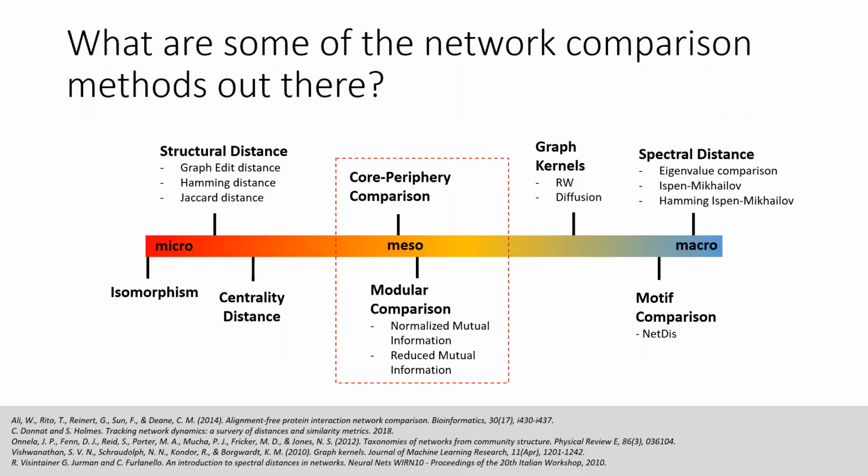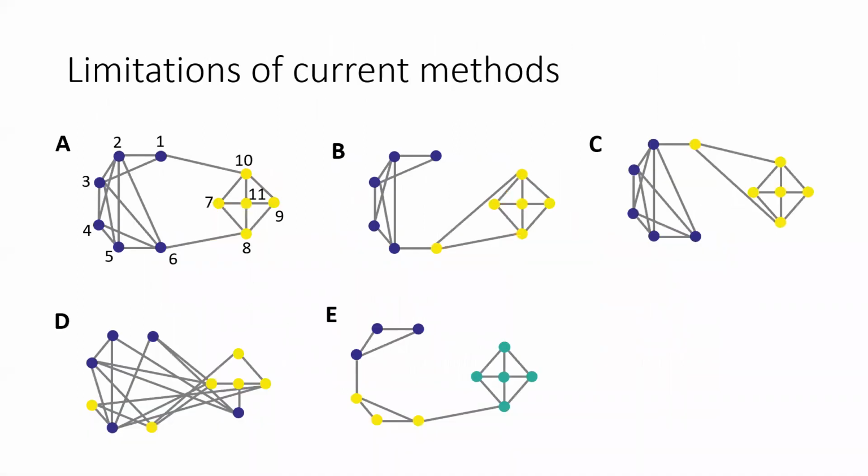Okay, so to further show these limitations, we're going to look at 5 specific toy examples and see how these 3 measures that I pointed out perform when comparing these toy networks. Here we have network A, and we're going to compare it to networks B, C, D, and E. If you look at network B and network C, these 2 graphs are similar to network A, but in each one, either node 6 in B or node 1 in C has been moved to the yellow community.